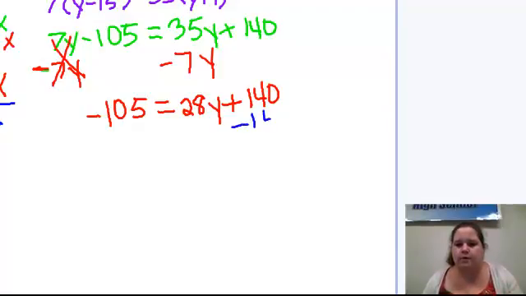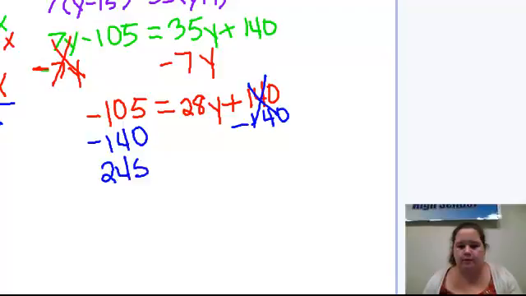Now what I'm going to do now, first, is switch to blue. And I'm going to subtract the 140 from both sides, because we want to get that on the opposite side of the variable, since we moved the variable to the right, moving the number to the left. Cross them out. Alright, that gives me 245 with a negative in front. Don't forget that negative. Equals 28y.